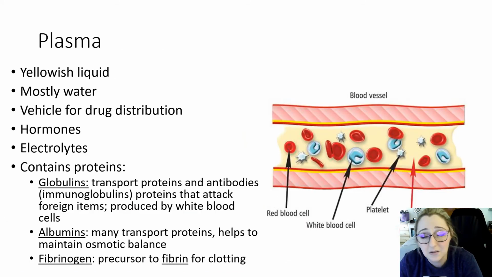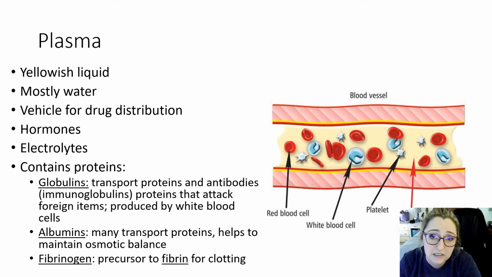So let's talk a little bit more about plasma. Plasma is going to be a yellowish liquid composed of mostly water. It will be the vehicle for drug distribution. If you take pain medication or say birth control or any type of medication really, this is what is going to transport that medication throughout your body. It also is going to contain hormones and electrolytes.